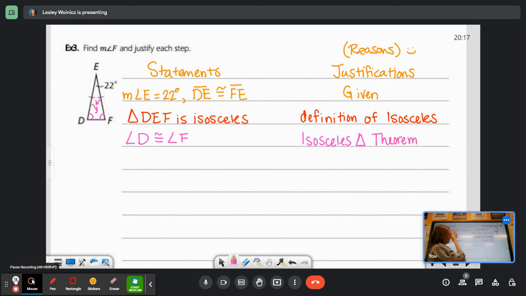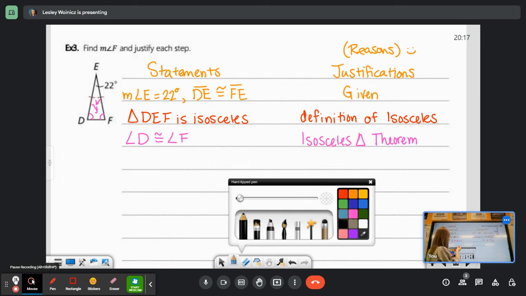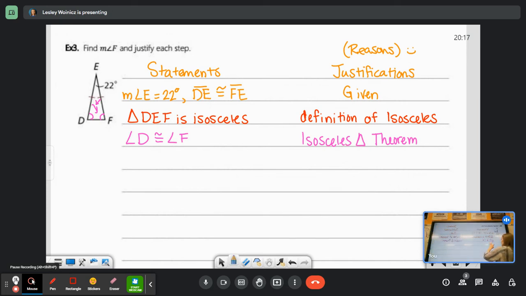Next. Because they are congruent, I know that their measures are equal. So I know the measure of angle D is equal to the measure of angle F because of the definition of congruent.